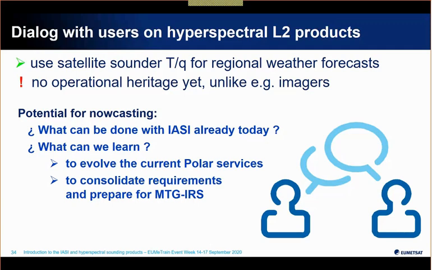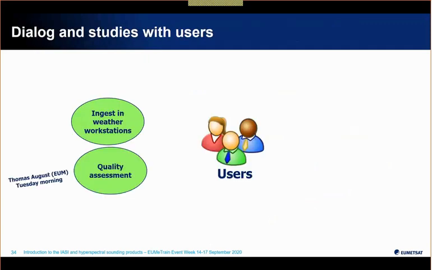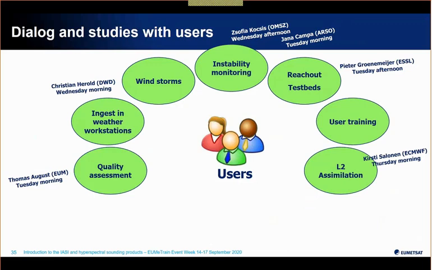Maybe in addition to a profile, a total column or partial columns of humidity are useful, some instability parameters, etc. So really the questions in this dialogue with the users, and so with you hopefully in the next weeks and months, are: what can be done with IASI already today? What can we learn to evolve the current polar service, of which the EARS-IASI Level 2 is an example, and to consolidate the requirements and prepare for MTG-IRS? So what will come next is a quick overview of these studies we are conducting as part of this dialogue with the users.